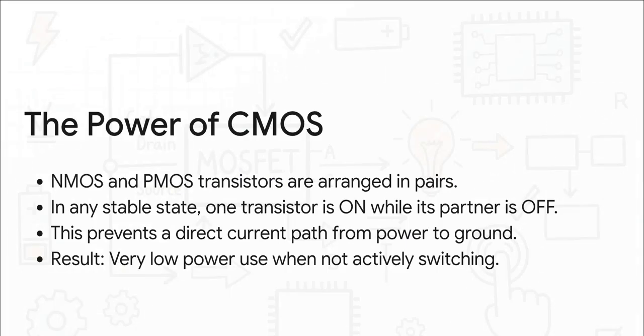So here's the magic of CMOS. You arrange these NMOS and PMOS transistors in pairs, and because they're opposites, in any stable state, whether it's representing a digital 1 or a 0, one of the transistors is on, but its partner is always off. Think about what that means. It means there's never ever a direct path from your power supply straight to the ground. There's always a closed gate in the way. And the result? The circuit uses practically zero power when it's not actively switching. This isn't just a neat trick, it's revolutionary. This is the reason your phone's battery can last all day.